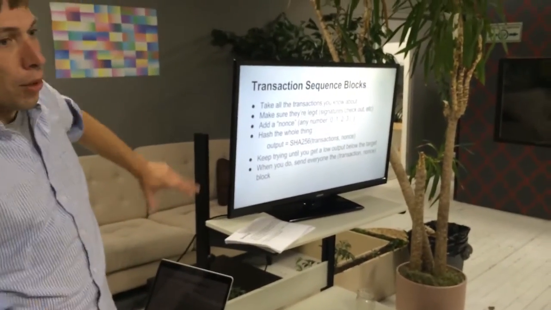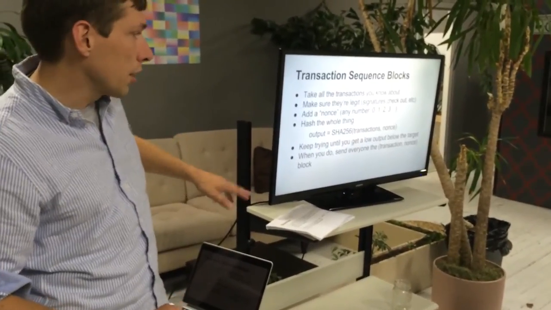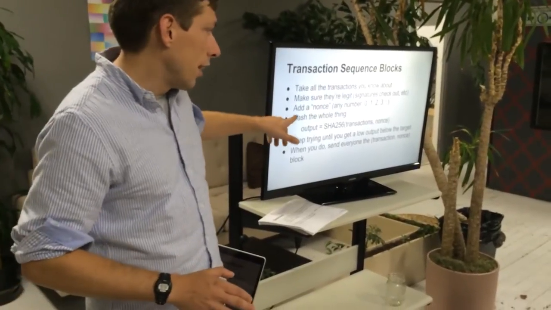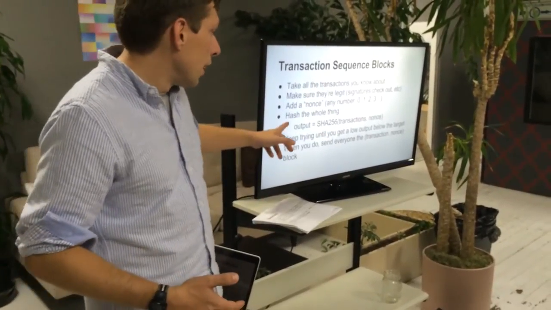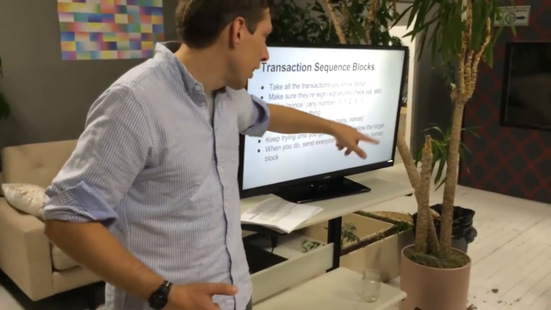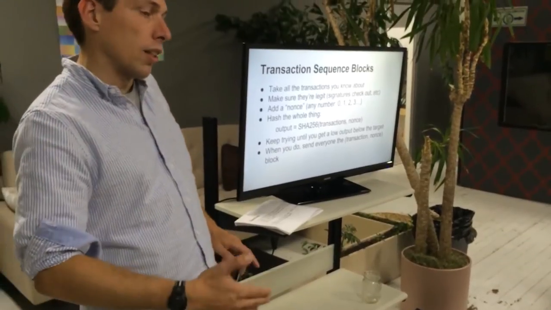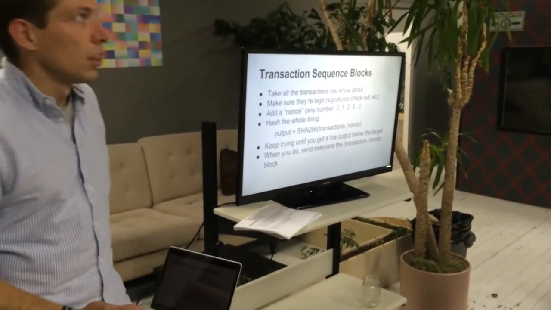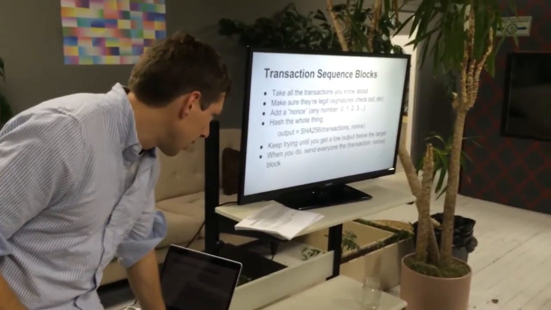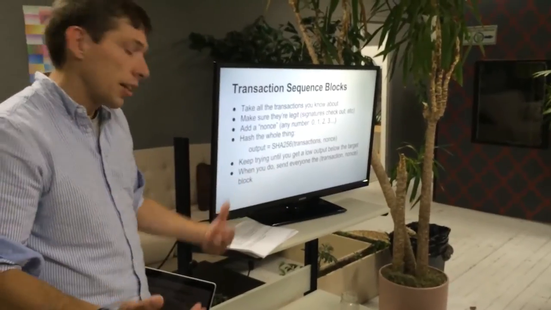You take all the transactions you know about that you've seen on the network, and you make sure they're legit. So you check their signatures, that their inputs and outputs line up. Then you add a nonce, any number, you're going to try 1, 2, 3, 4, and you hash the whole thing. So your output is SHA-256 of all the transactions and your nonce. And you keep trying until you get a really low output, below a target, say 2 to the 240 or something. That's pretty easy. When you do, you send everyone this transaction and nonce block.